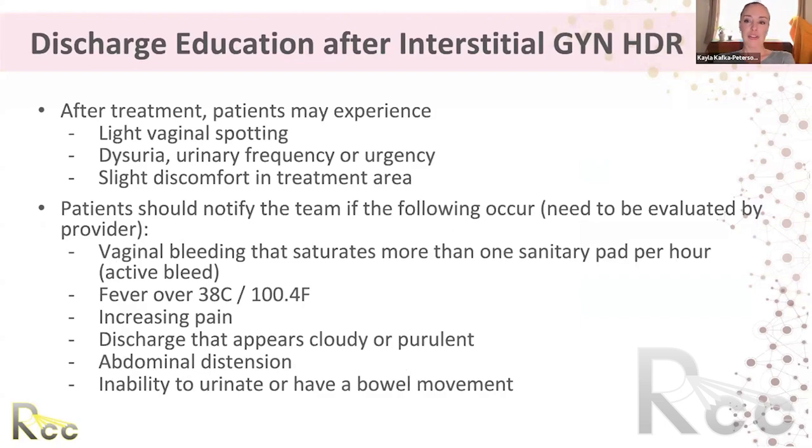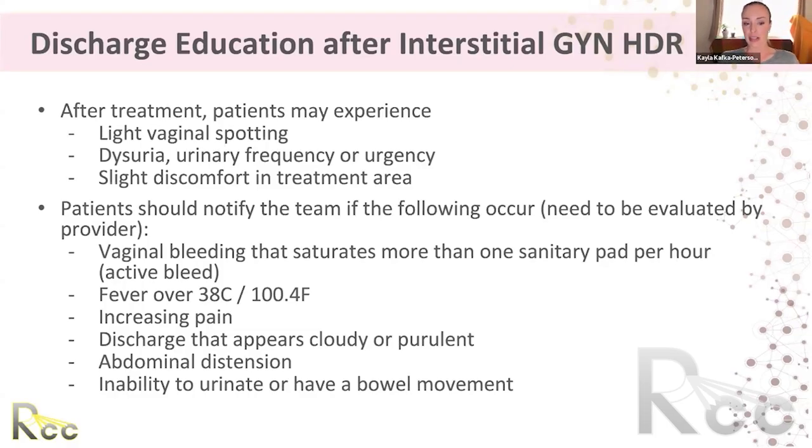After these patients go home from interstitial GYN treatment, we do tell them that they will likely experience light vaginal spotting, but bright red blood, bleeding, saturating more than a pad an hour is too much and they need to call. Dysuria can happen, or urinary frequency, burning or urgency, and slight discomfort. What is not normal, again, is vaginal bleeding that saturates more than a pad an hour, a fever, increasing pain. The pain should be getting better, not worse.